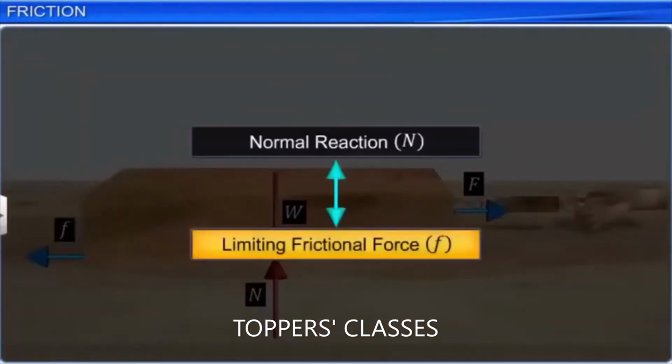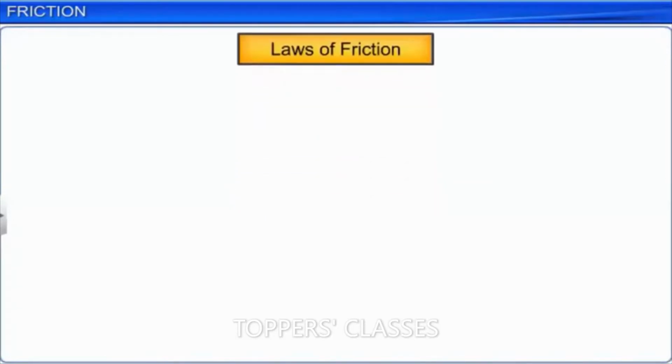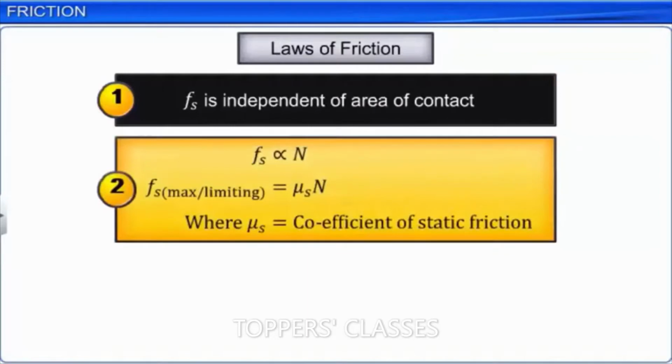These empirical relationships are also known as the laws of friction. They are: static limiting friction is independent of area of contact. Static friction is proportional to normal reaction. It is equal to the product of mu s and N, where mu s is the coefficient of static friction.